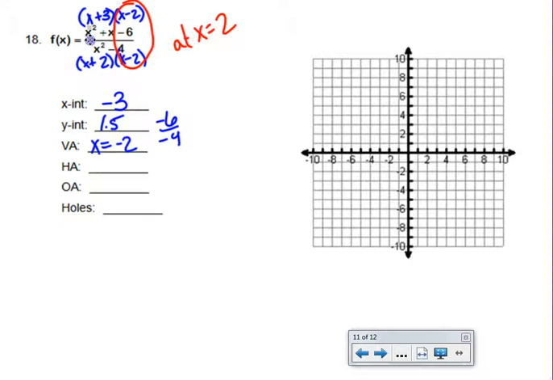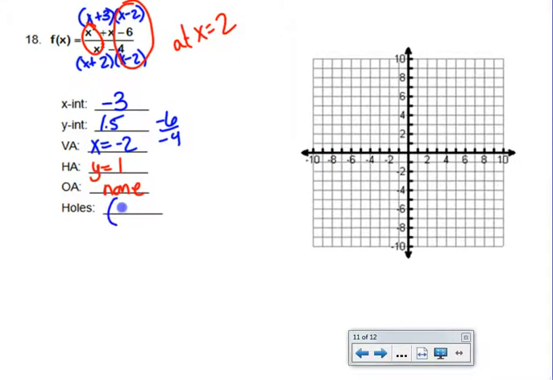If I go back to the original problem, I notice it was an equal weight rational expression, which means I was to look at the lead terms to find the equation for the horizontal asymptote. Well, the lead term coefficients would be 1 over 1. So the horizontal asymptote is at y equals 1. It's not top heavy, so there's no oblique. But now let's talk about that hole.